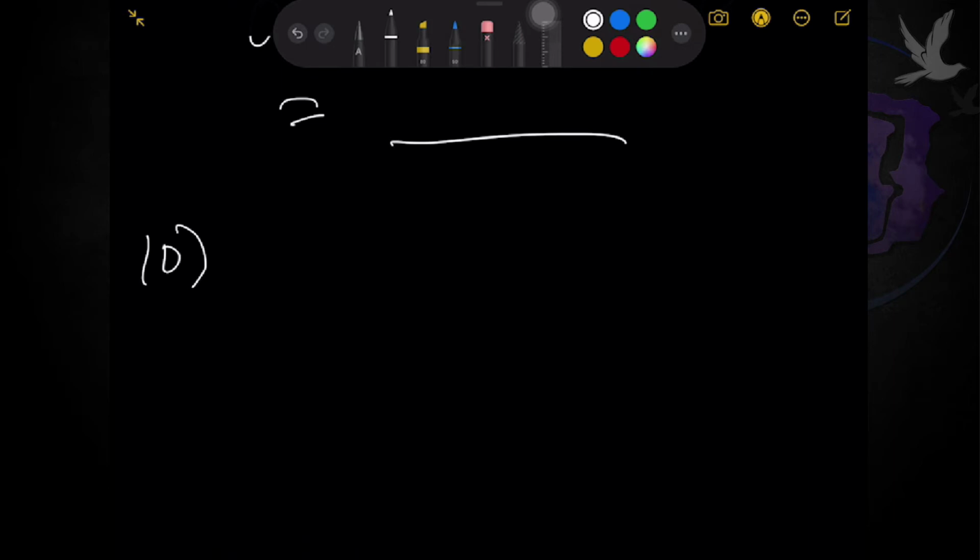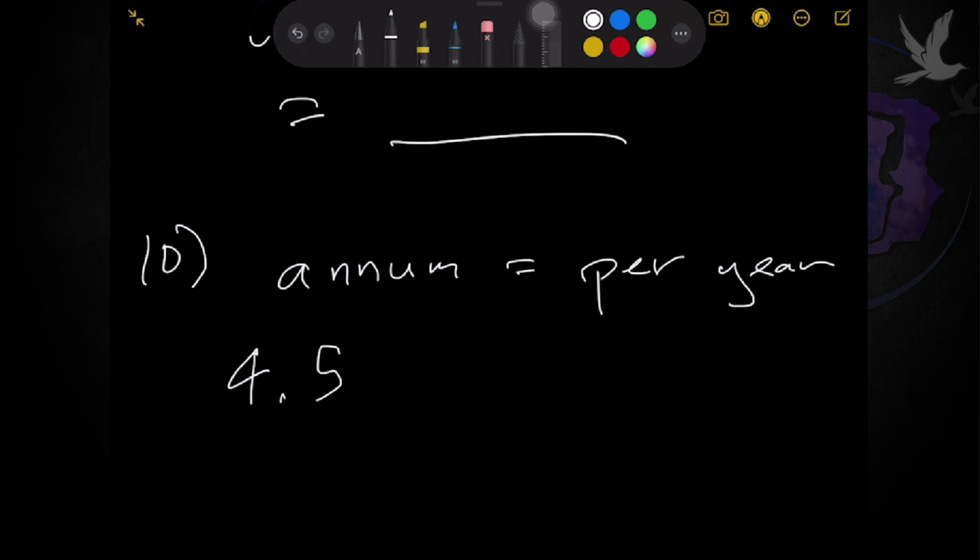So for number 10, last number. Pauline has $4,000 in her savings account. The bank pays 4.5% interest per annum. Per annum basically means per year. Which means if you have a certain amount in a certain bank, the bank gives you interest. Parang they in return, since you trust your money with them, they are going to pay you back at some point. Okay, and in this case, it's 4.5%.